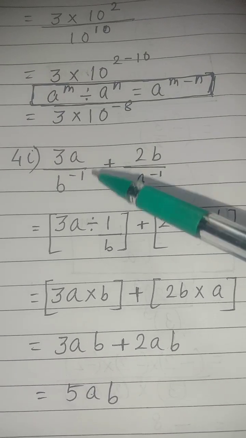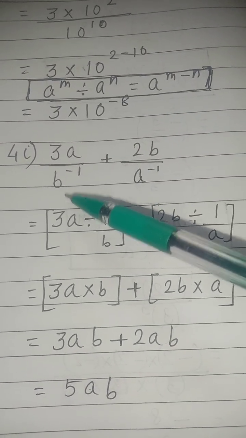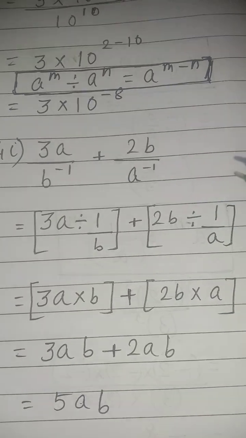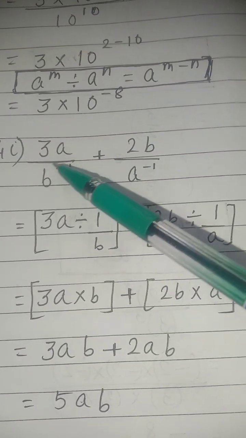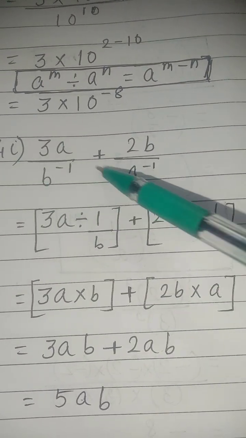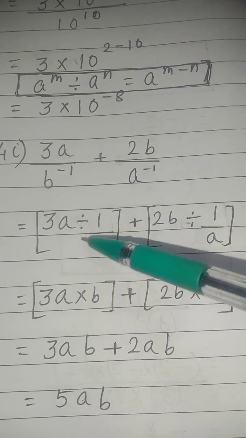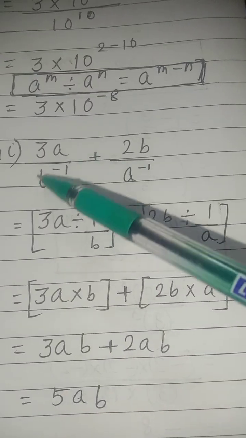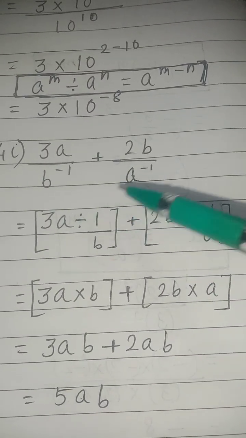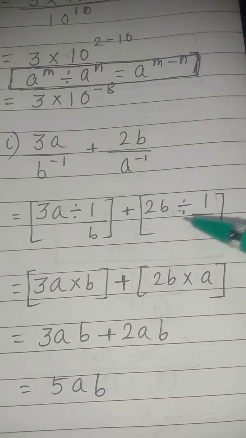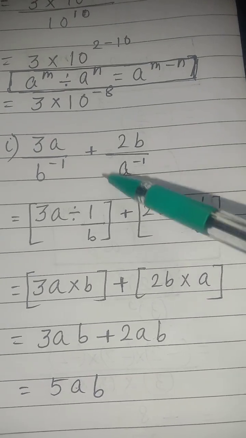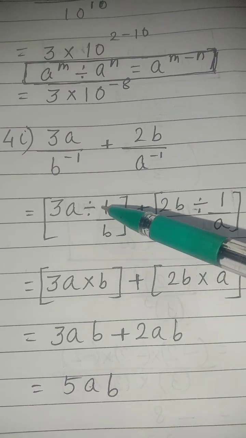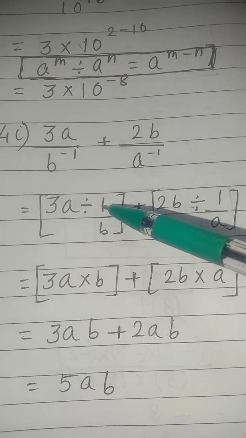Now this is the question: 3a by b to the power minus 1 plus 2b by a to the power minus 1. What we'll do here? 3a, the division sign is there, so we will just change it to the divide sign. So 3a divided by 1 by b inverse, which means 1 by b, plus 2b divided by a inverse, which means 1 by a. Now the divide sign will be changed to a multiplication sign if we take the reciprocal.